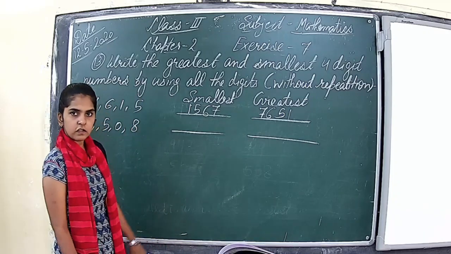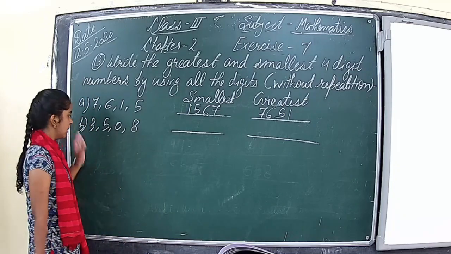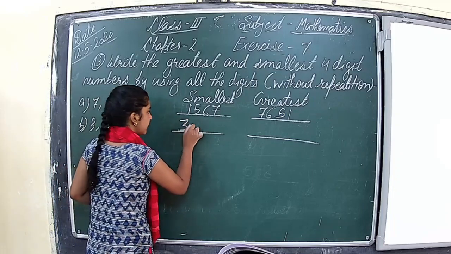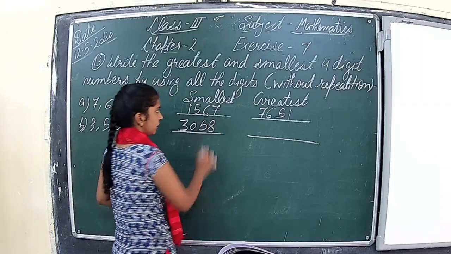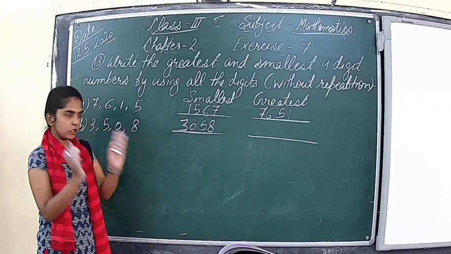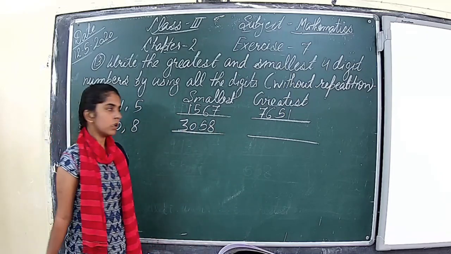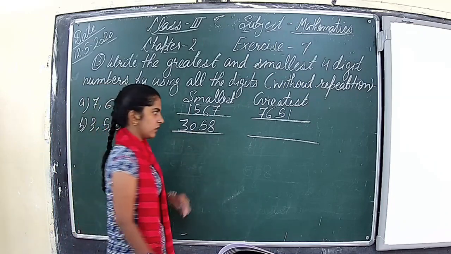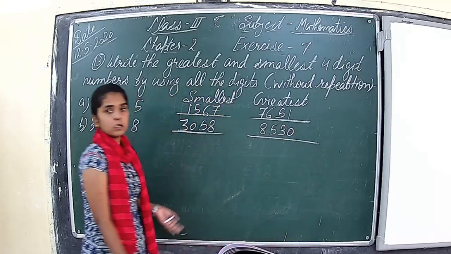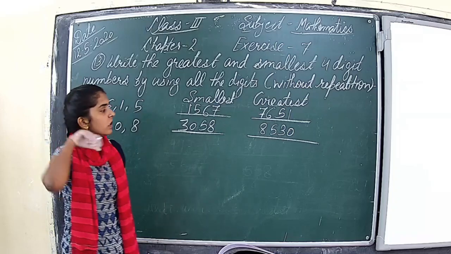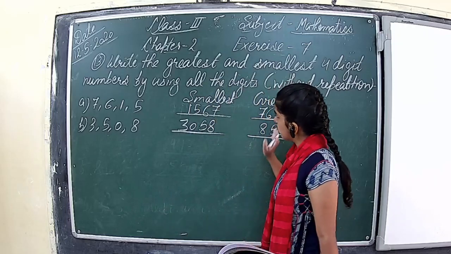Let us move to the next part. 3508. The smallest digit is 0, but we cannot start a number with 0. The next smallest digit is 3. So we will write 3 and then 0, after that 5 and then 8. The smallest number we form is 3058. Next, the greatest number. Which digit is the greatest here? 8. Then 5, then 3 and 0. So the greatest number is 8530. So question number 13 is completed.